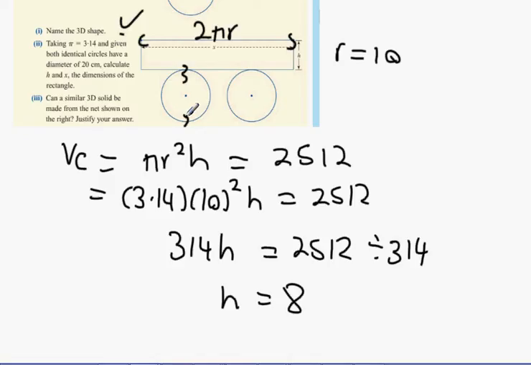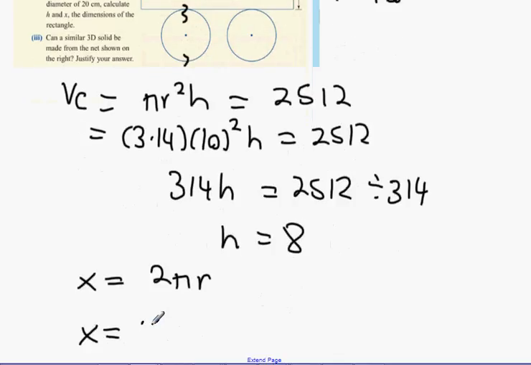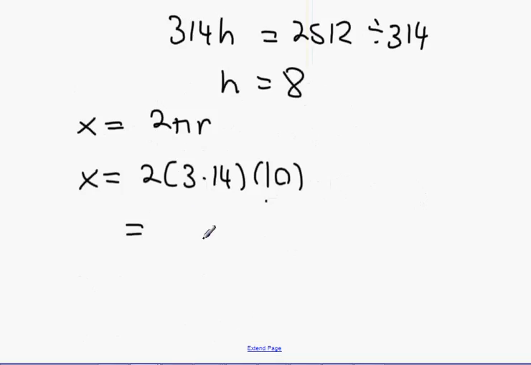It has a rectangle which is the same length as the circumference of the circles. So x is equal to 2 pi r, and that means x is going to be equal to 2 multiplied by 3.14 multiplied by a radius of 10. Kane, what do you get for that? Putting it in the calculator. Yeah, 62.8?